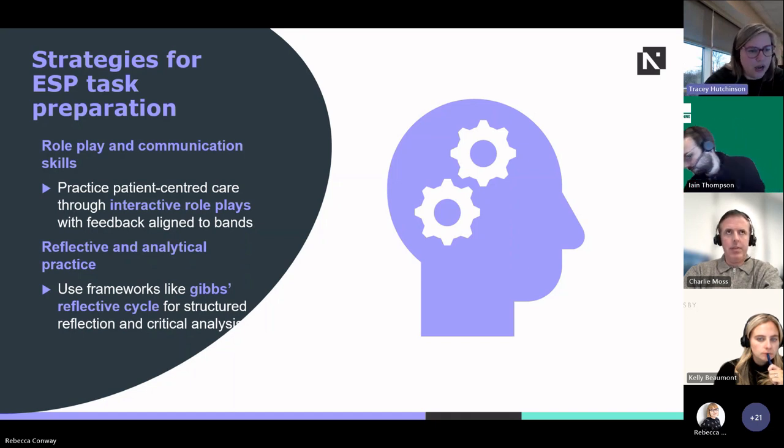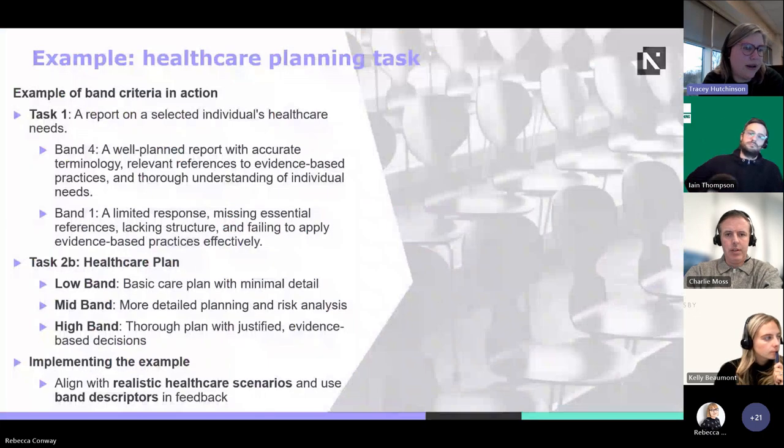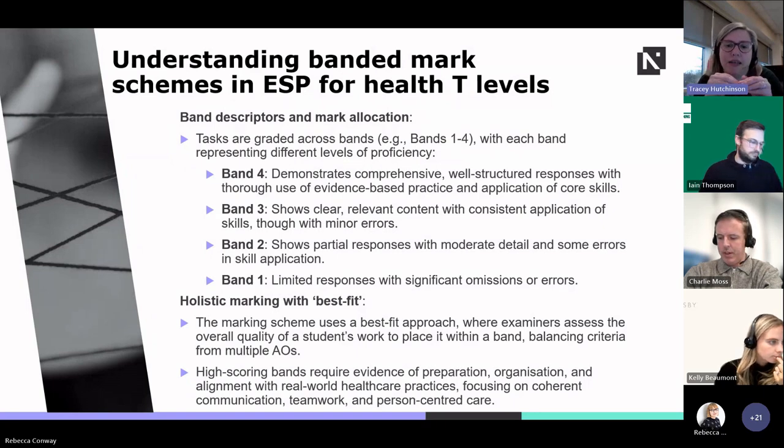I just want to move on to understanding banded mark schemes in the ESP. So slide 25 for me. Thank you. Like the holistic banding of the core exams, as I mentioned, the only way the ESP differs is it moves through 4 banding. So when you're looking at the best fit approach, you need to do this through a 4 banding approach.